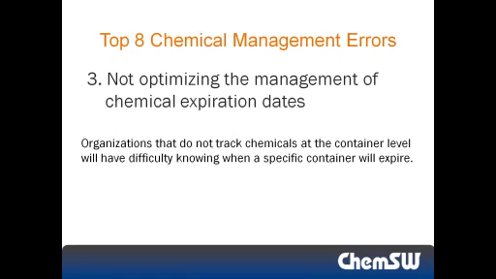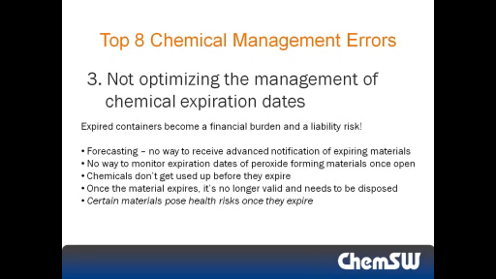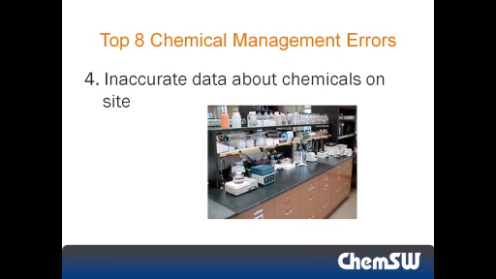Coupled with not knowing expiration dates, we see the next common chemical inventory error: having inaccurate data about chemicals on site. Inaccurate data about chemicals on site, specifically when it comes to records, causes inventory to not be updated. The data that is collected is almost always incomplete, and lab personnel spend valuable research hours doing inventory.